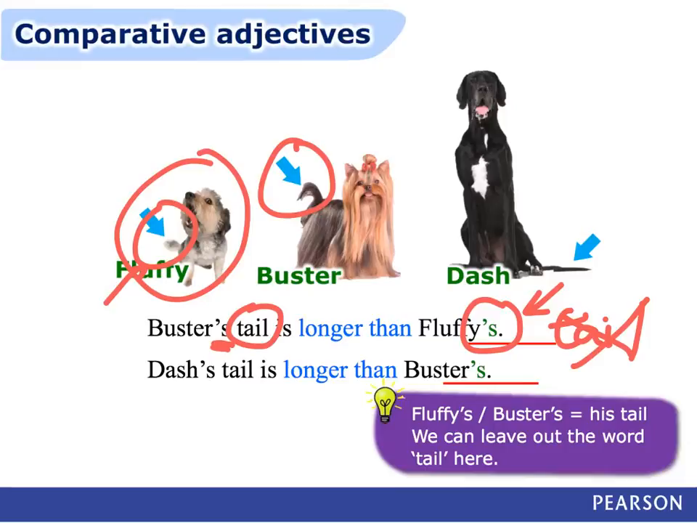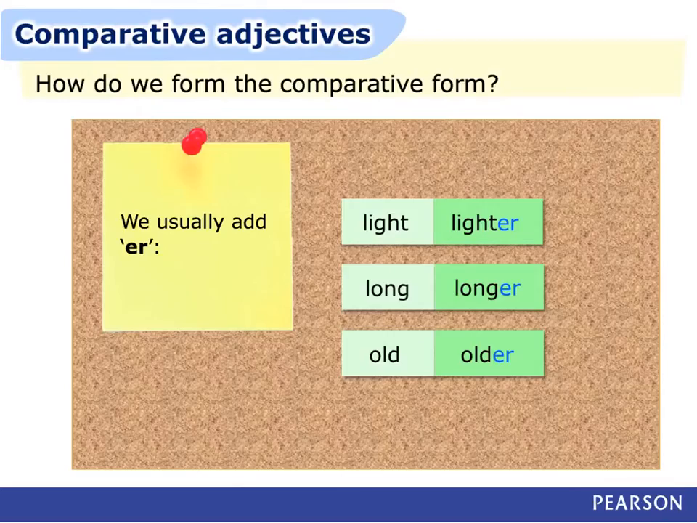And Dash's tail is longer than Buster's. Okay, again, the apostrophe S. Do not miss out. Remember.